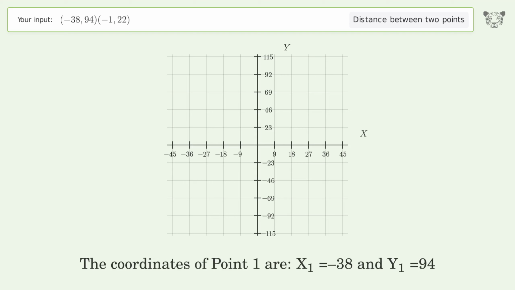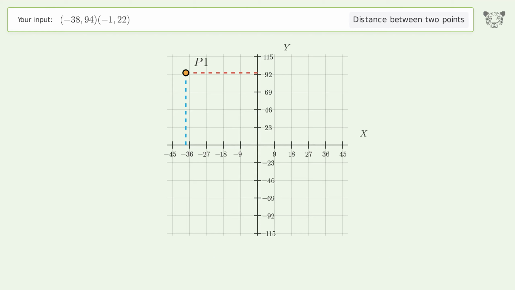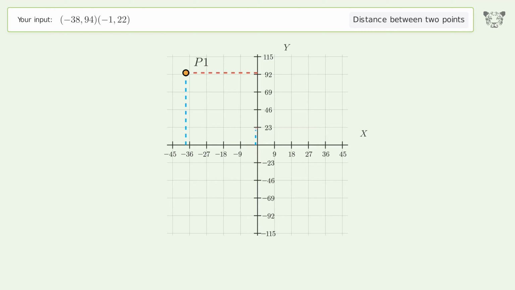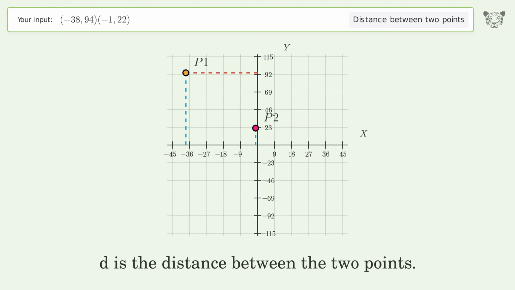The coordinates of point 1 are x1 equals -38 and y1 equals 94. The coordinates of point 2 are x2 equals -1 and y2 equals 22. D is the distance between the 2 points.